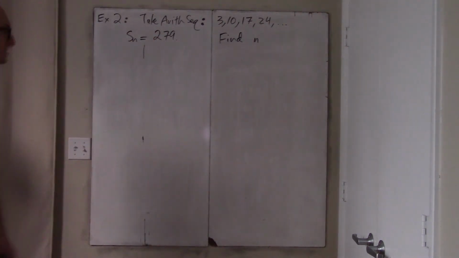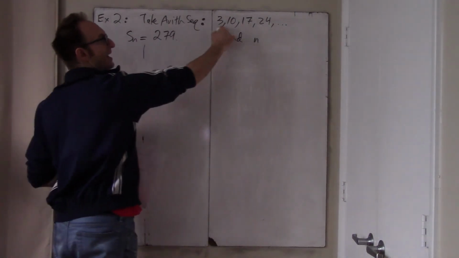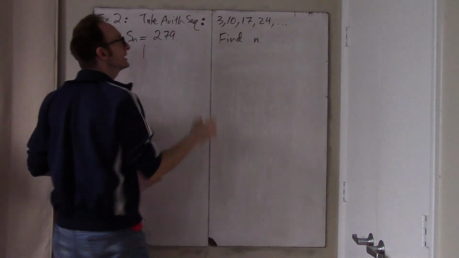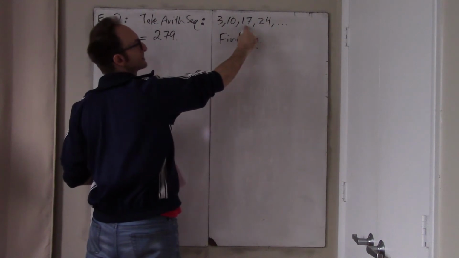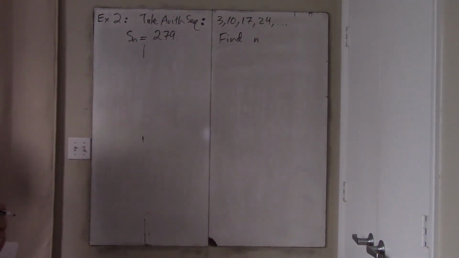In other words, find out how many terms of this sequence are required to be added in order to produce a sum of 279. This problem was designed in advance to work out, so you don't have to doubt this. It must be true that 3 plus 10 is 13, 3 plus 10 plus 17 is 30, 3 plus 10 plus 17 plus 24 is 54, etc. If I add up enough terms, then I'll get 279.